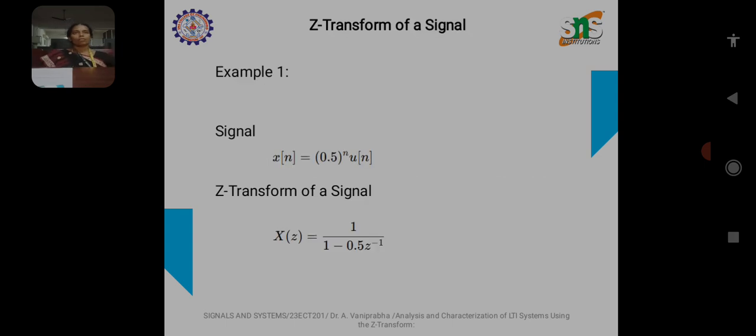Some example for Z transform of a signal. So consider a signal x of n is equal to 0.5 to the power n u of n. The Z transform is nothing but 1 by 1 minus a, means 1 by 1 minus 0.5 Z inverse.